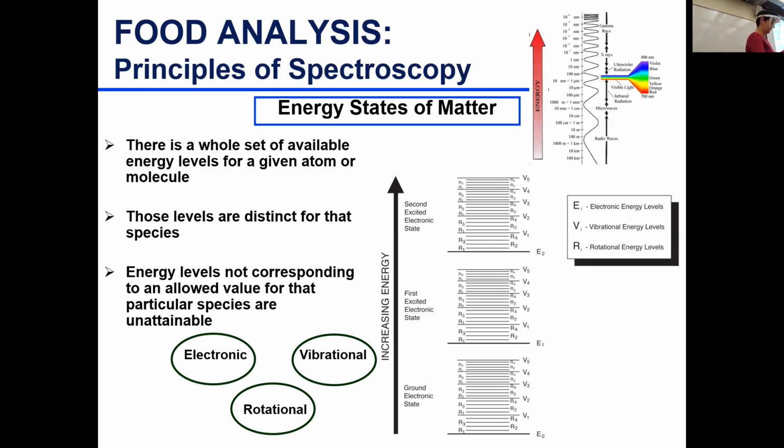So, for example, molecule A versus molecule B. Molecule A has these levels, E0, E1, E2. Molecule B has these levels, E0, E1, E2, whatever. So this energy here is different than this energy there. This molecule requires this much energy to go from 0 to E1, whereas B requires this energy to go from 0 to 1.